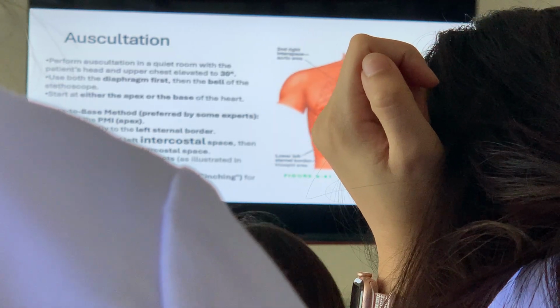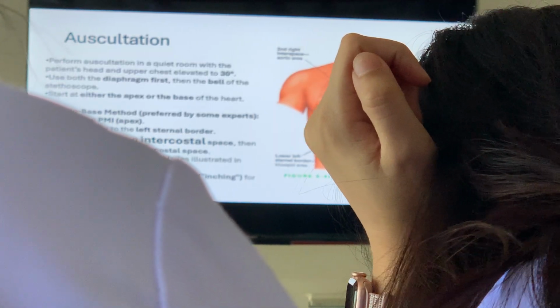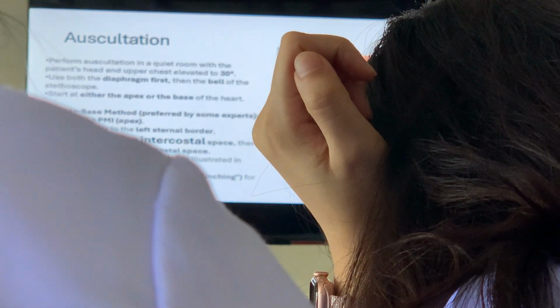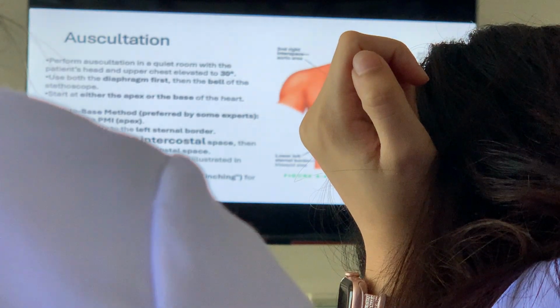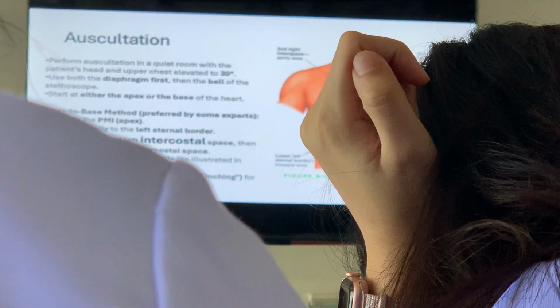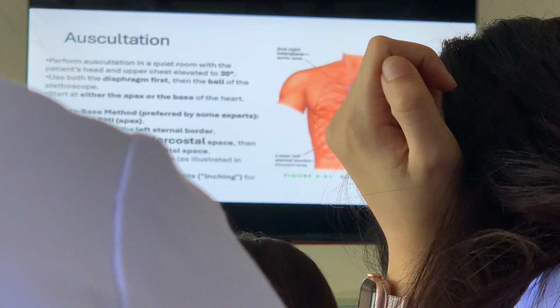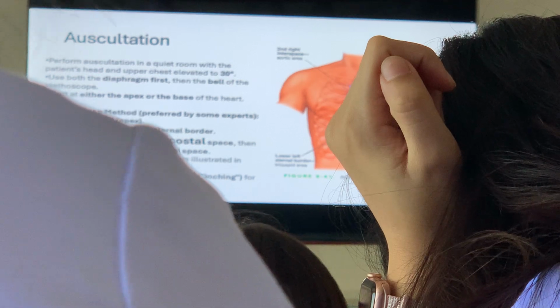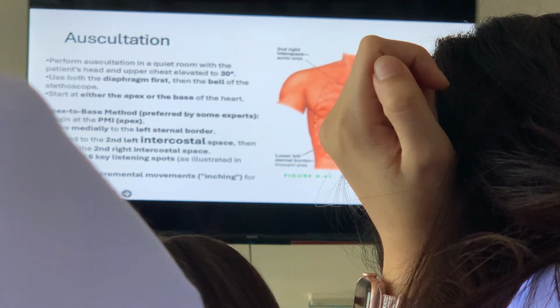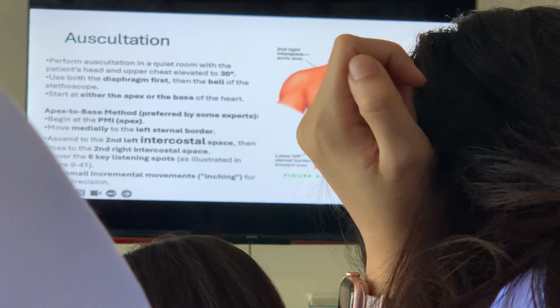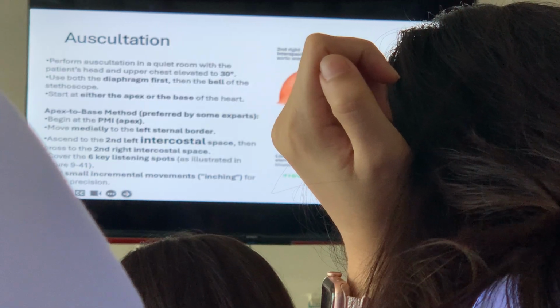So if you hear murmurs near the nipple line, that's most likely a mitral murmur, mitral regurgitation, or mitral stenosis. If it's on the lower left sternal border, then that's the tricuspid area. If there's anything you have to remember from this lecture, it's this particular slide. That will help you identify later on what the murmur is and where it is located.